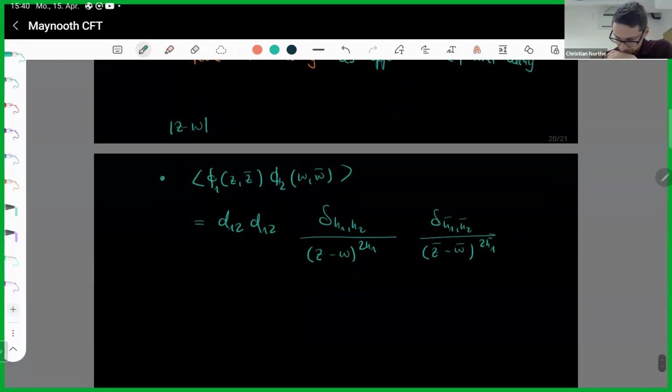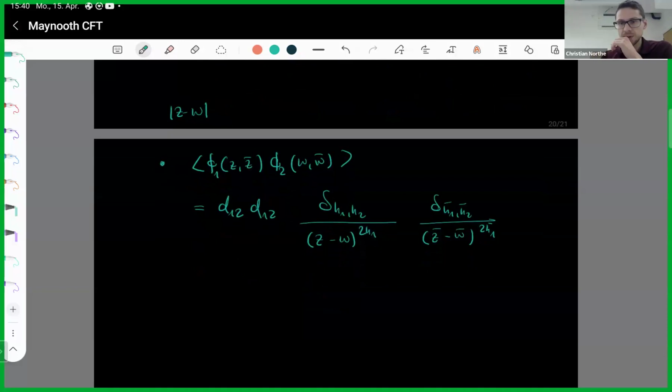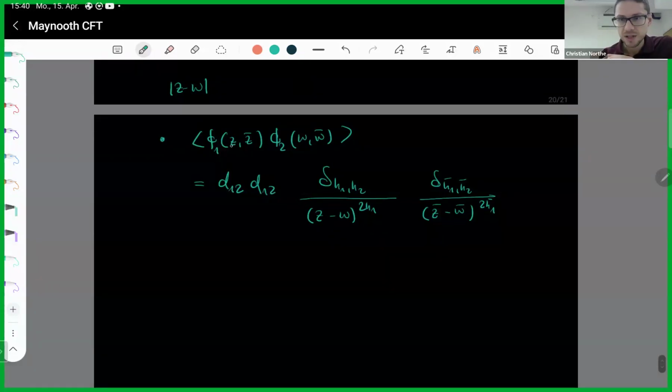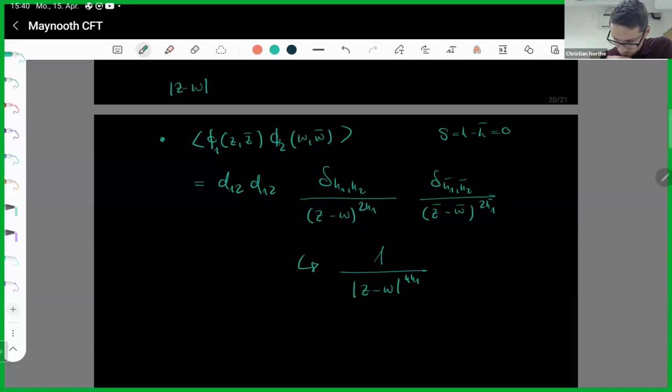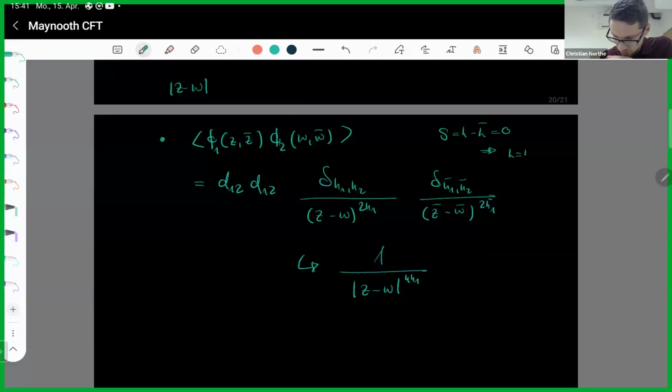Now one has to be a bit more careful. It depends on the representation of the field. If they are spinless, so if the spin s, which is h minus h bar, is zero, then what this contains is this piece here, 4h1, where by virtue of this you have h equals h bar. And you'll see these expressions popping up. So this is the requirement of rotational invariance here.